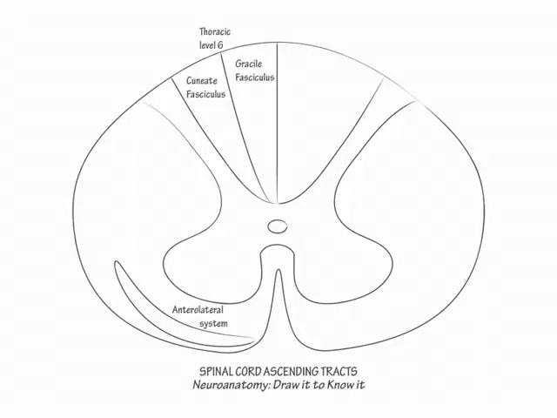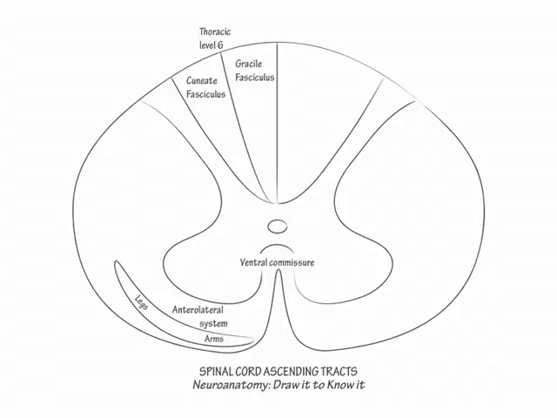Now label the somatotopic organization of the anterolateral system. The arms are medial and the legs are lateral, which is the same as the somatotopic organization as the descending corticospinal tracts. It is important to label the ventral commissure between the anterior horns. This is the white matter pathway through which the anterolateral system fibers cross sides of the spinal cord.